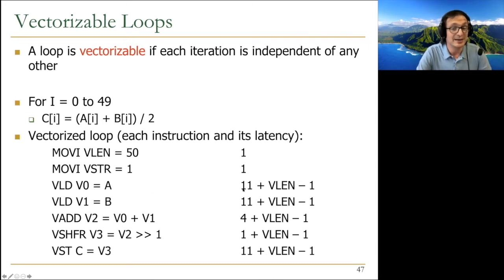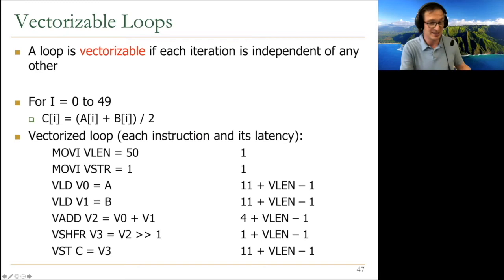Then we do a vector load into vector register 0, starting from address A. That will take 11 plus vector length minus 1 cycles. The first element of A is loaded after 11 cycles. And then in consecutive 49 cycles, we get the remaining 49 elements of the vector. And then we do a vector load into vector register 1, B, which again takes 11 plus vector length minus 1 cycles. First element comes after 11 cycles. And then in each consecutive cycle, you get 1 element. Okay, that's how it's supposed to be, assuming you have enough banks, again. We're going to assume that.